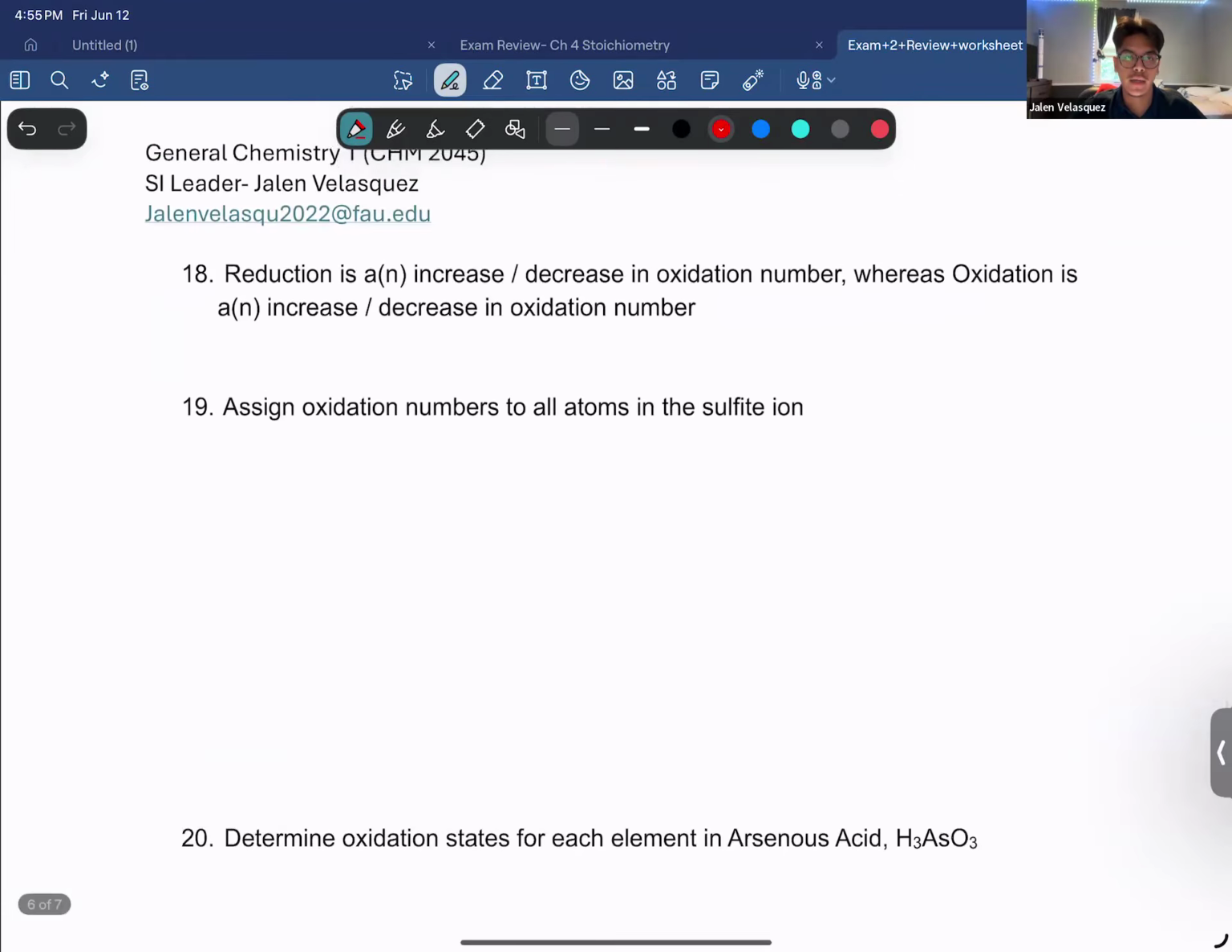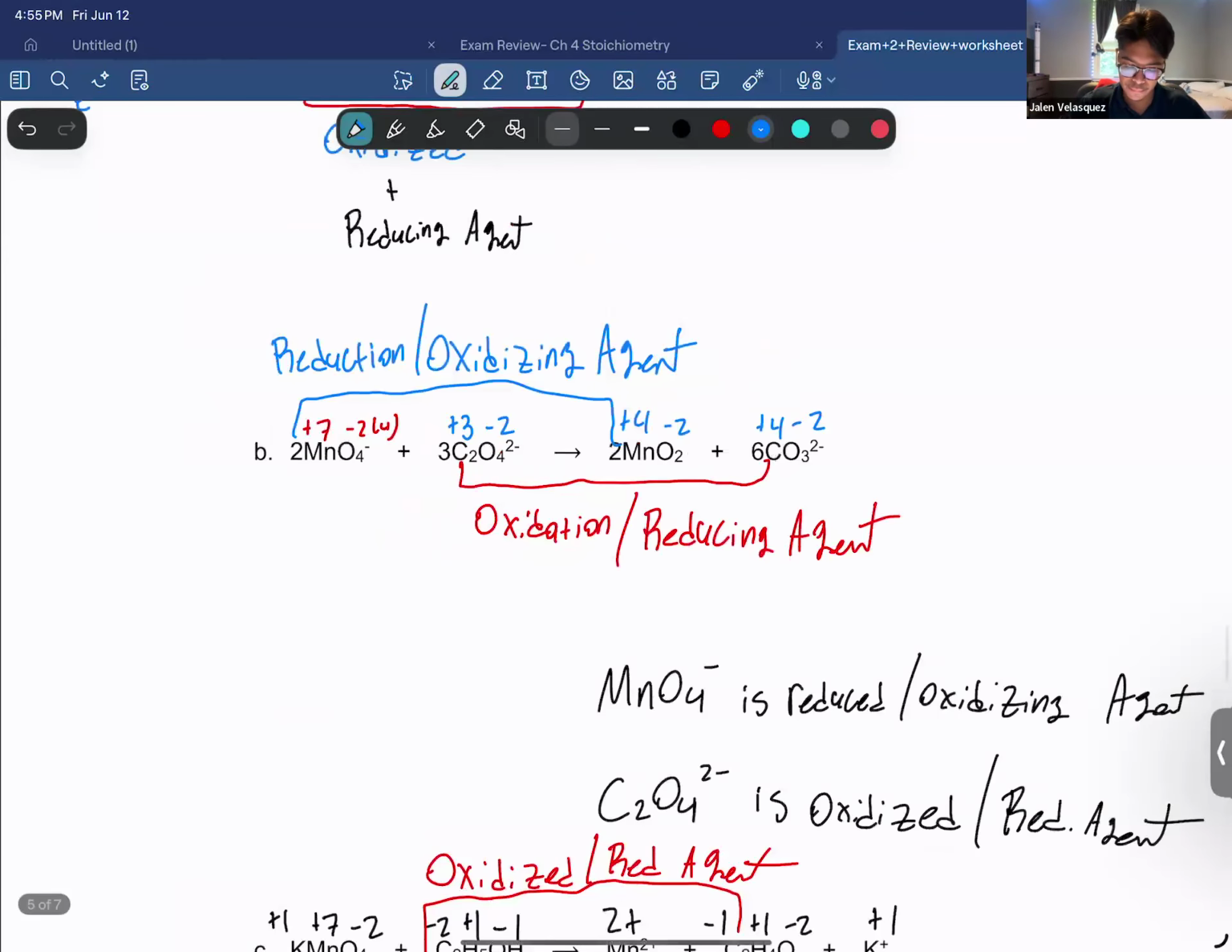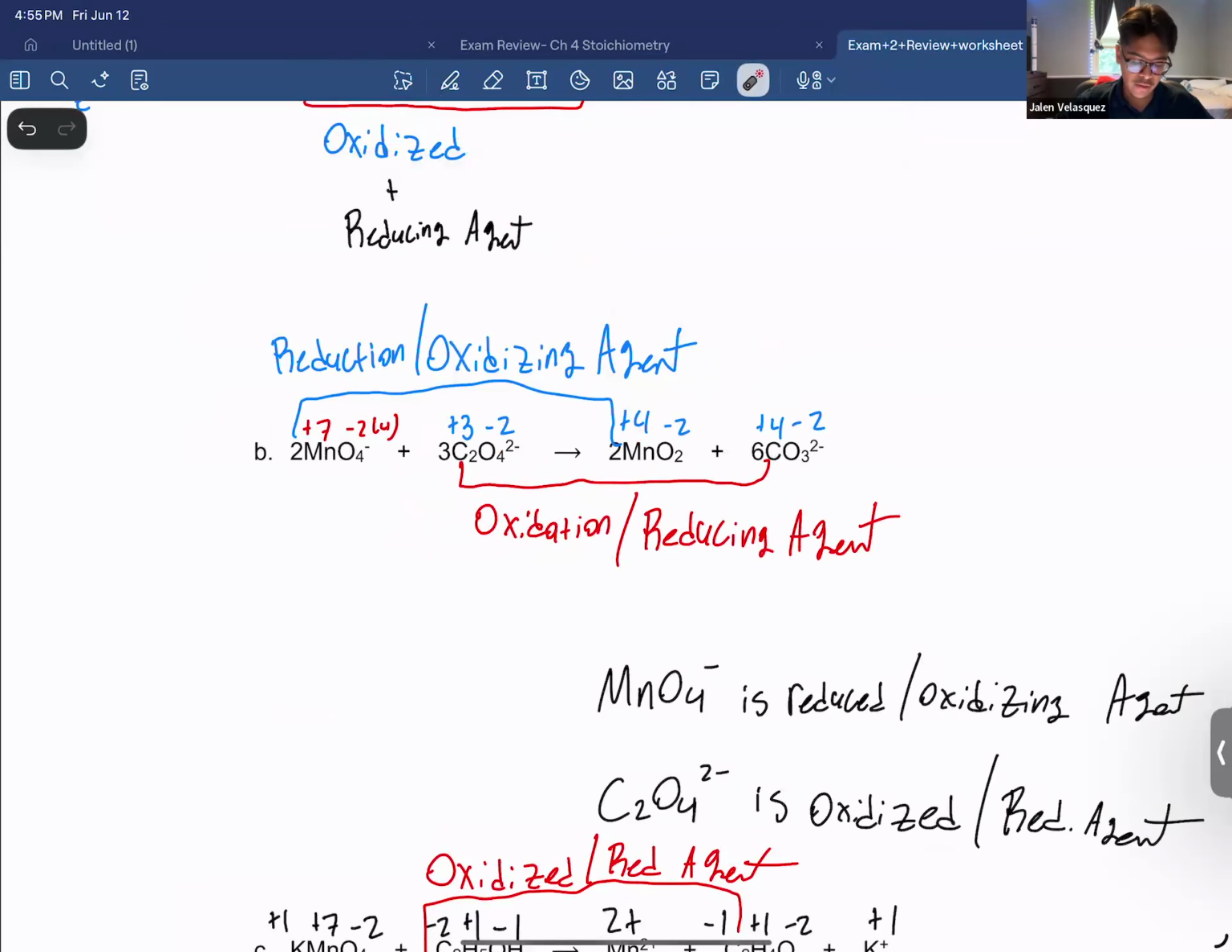So 18 is a quick one. Reduction is a decrease in oxidation number, whereas oxidation is going to be an increase in oxidation number, right? And you can kind of see that here. Anything that was reduced, right? The Mn, right? It was reduced. It decreased in oxidation number. It went from a +7 to a +4, right? And same thing with oxidation, it increases the number. It goes from +3 to +4.